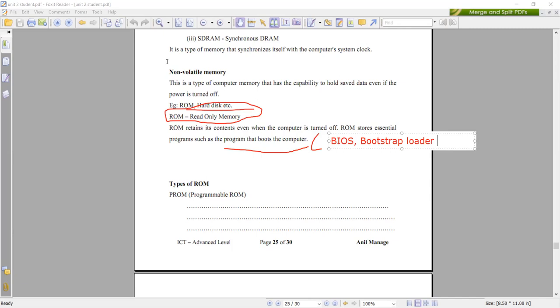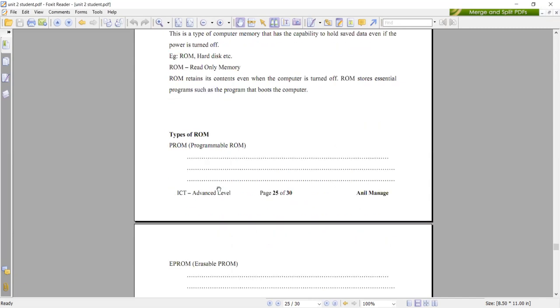Then there are different types of ROMs. One is PROM, programmable read-only memory. So there are some ROMs that can be programmable once, but you can't erase these PROMs. Write down: it is a memory chip on which data can be written only once.